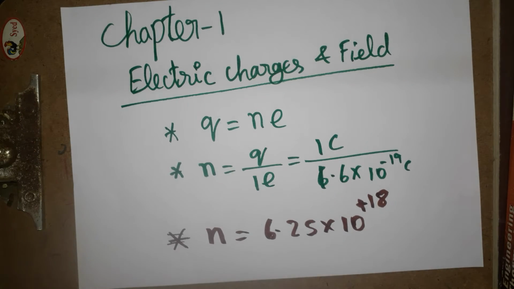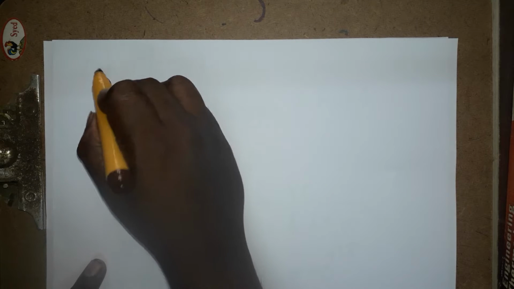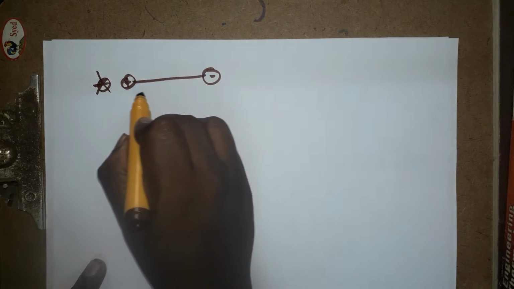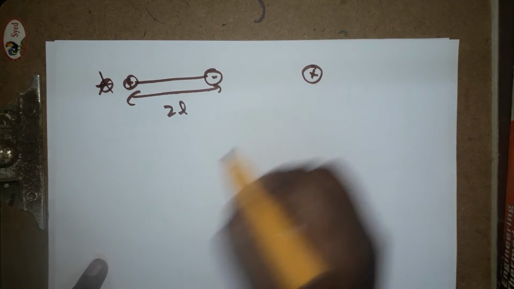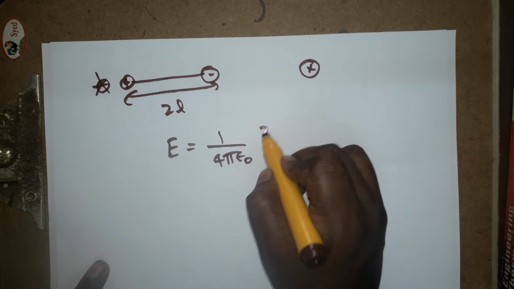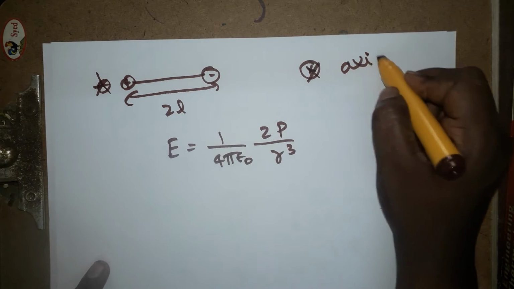The next formula, electric field in axial line and electric field in equatorial line. In the same way I am going to compare with the magnetic field also, but it is a little out of syllabus. But you need to know it for competitive exams. So I have a dipole here, one is plus, another one is minus. This distance is going to be 2l. I want to find the electric field here. Electric field is equal to 1 divided by 4 pi epsilon naught times 2p divided by r cube. It is called the axial line electric field.